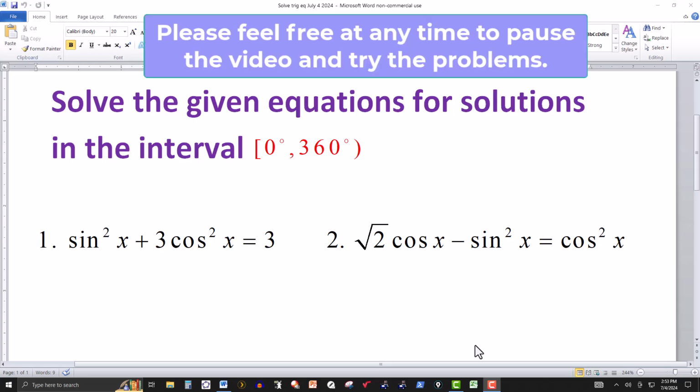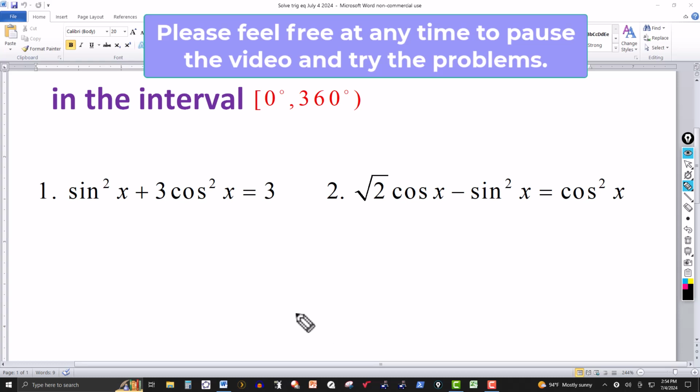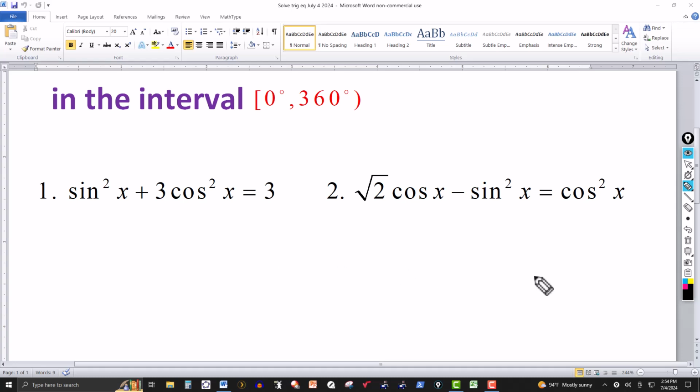In this video, we have two trigonometric equations to solve for solutions in the interval from 0 to 360. So we use some basic algebra and some trig identity to solve both of these equations. First of all, it makes it a lot easier to solve a trig equation if you have just one trig function instead of two. Not that you can't do it. Sometimes you factor and the two functions are separate.